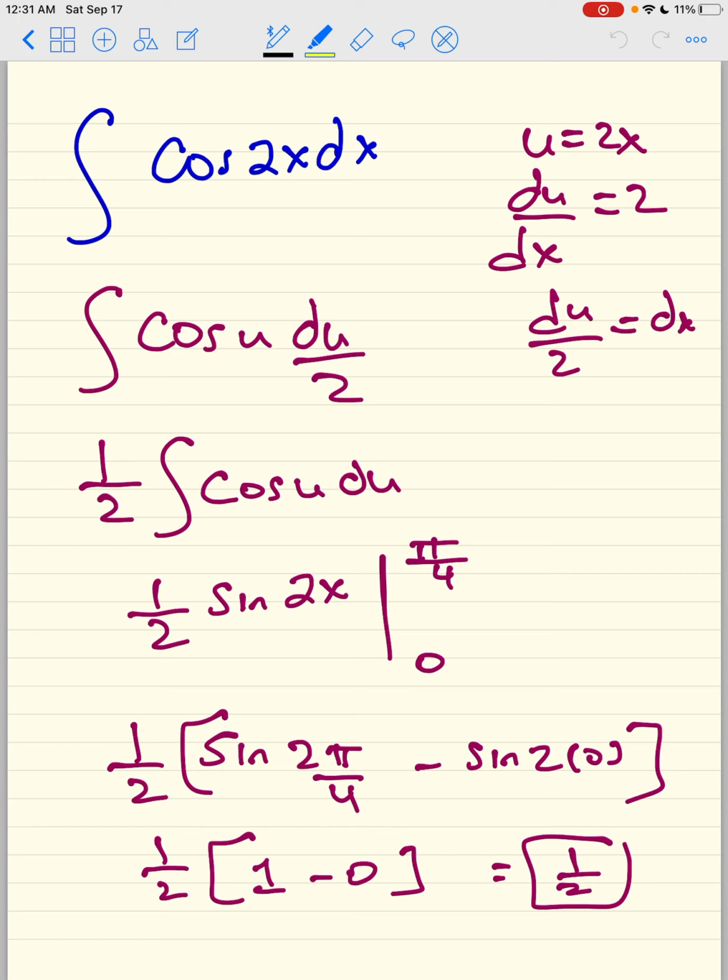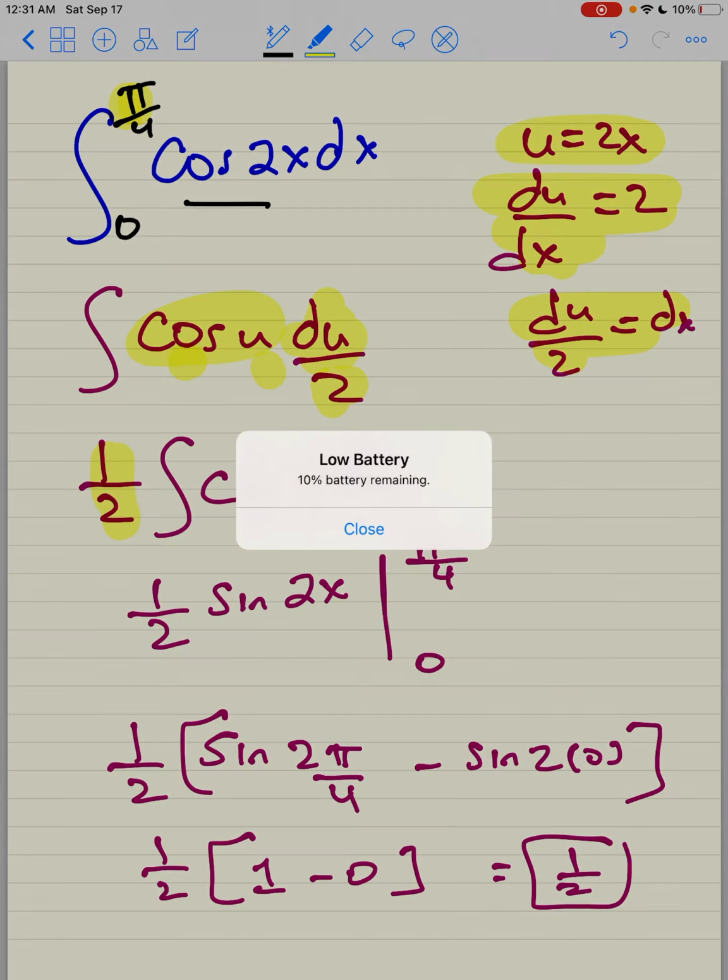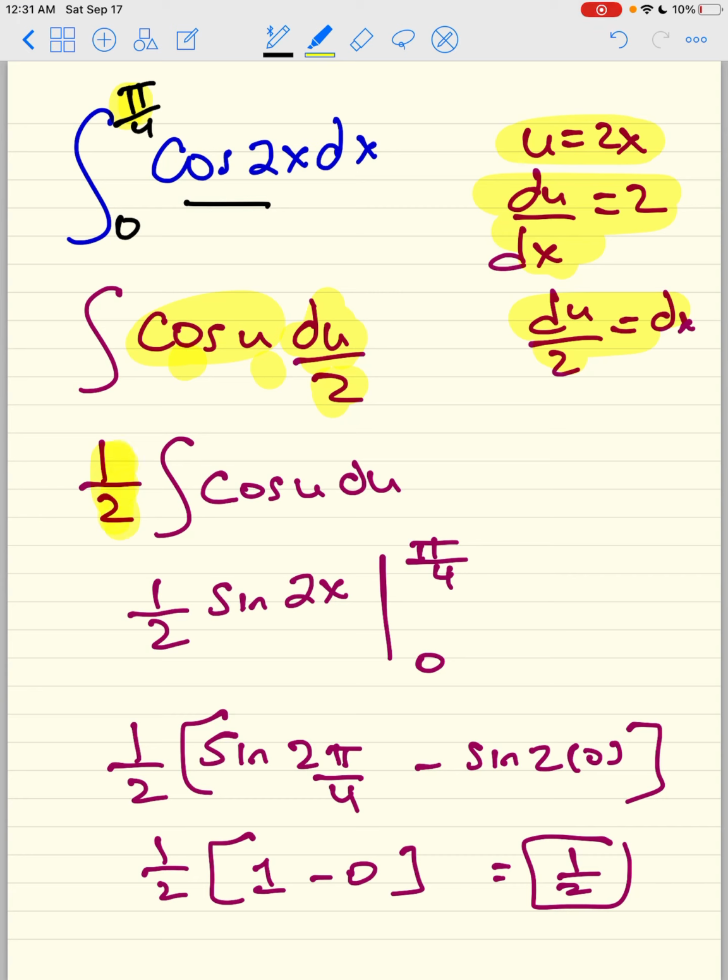Okay, the next one, I gave you bounds on your paper. I gave you pi over 4 and 0. And so I'm going to integrate. You can pause the video. U equals 2x, du dx equals 2, du over 2 equals dx. You go back in order. Cosine u, du over 2. You pull out the 1/2, okay? The integral of cosine, who gives me cosine? Sine u, but you put back the u to be 2x.